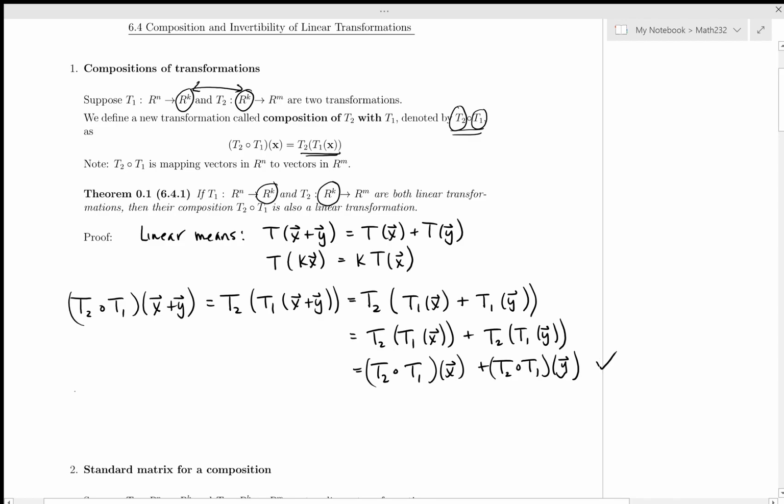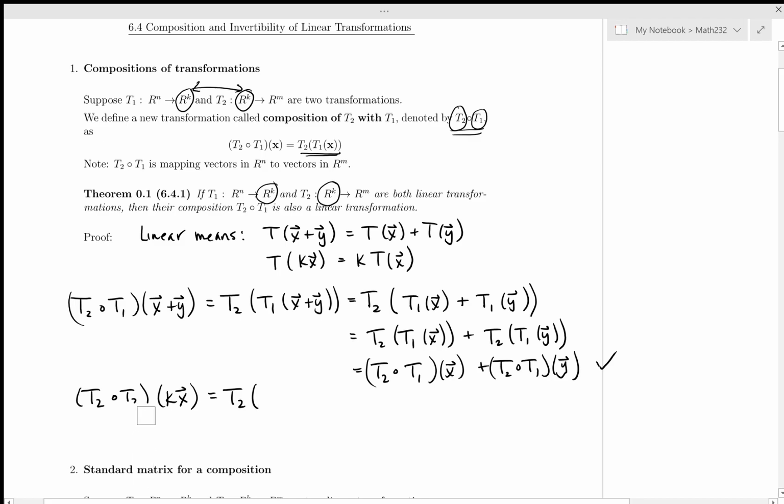Then we take a look at the second condition. So that's the additivity condition that was just satisfied, and we take a look at the second condition. Perhaps stop the video, do it yourself, and then check back. Okay, so that looks like this.